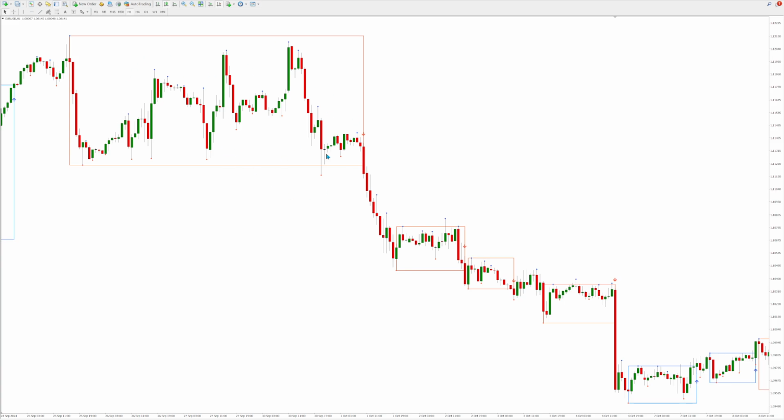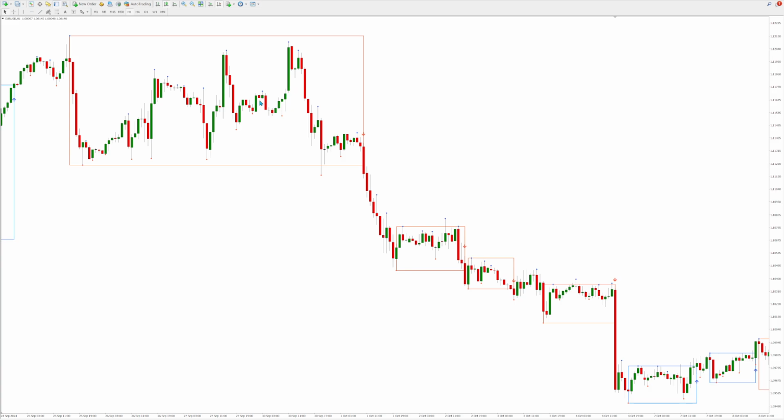So we have this area of consolidation, and when the arrow appears on the Darvas Box Indicator, it indicates a breakout. And that's how we are going to trade the Darvas Box Indicator, a breakout of the box or a breakout of the support and resistance, which is basically what the box is showing you.